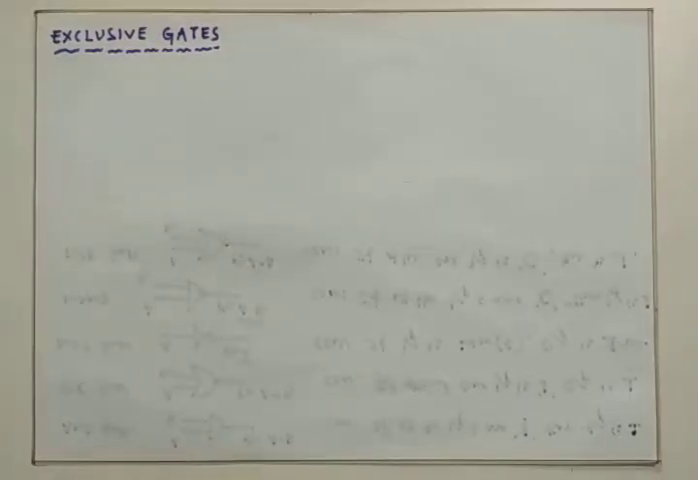Dear students, so far we have studied the primary logic gates and the universal gates. In the primary gates, we have studied three logic gates: the AND gate, which is used to provide the product of input signals; the OR gate, which is used to provide the addition of input signals; and the NOT gate, which is used to provide the complement or inversion of the given input signal.